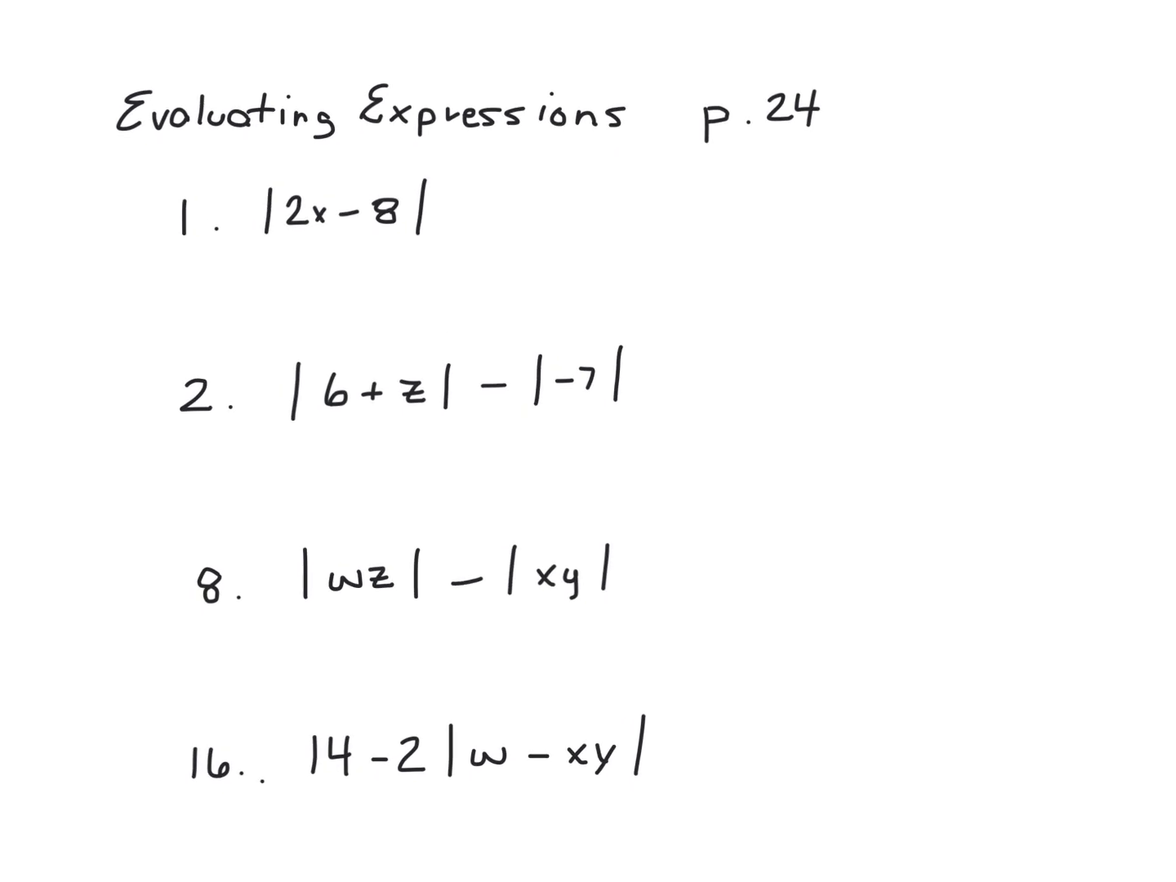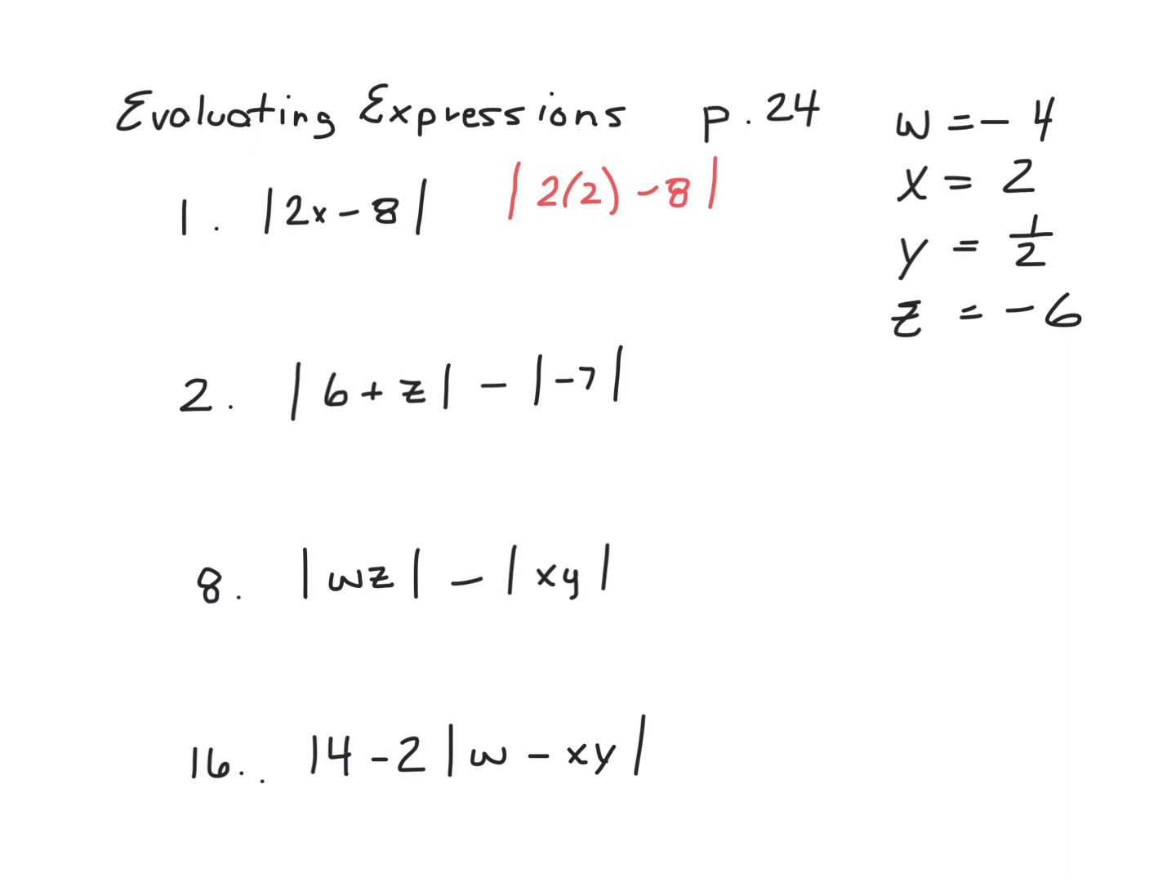And on this page in your packet, they are giving you some values here. Namely that W is -4, X is 2, Y is 1/2, and Z is -6. So as we have done before, the first thing we would do is substitute in known values. So in this case, I'm going to have the absolute value of 2 times x. X is 2 minus the 8.